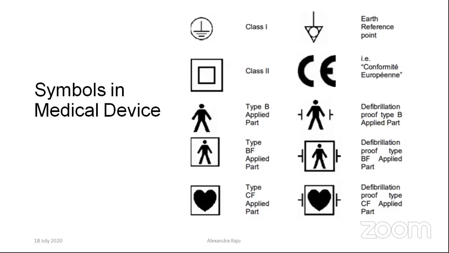So in order to avoid such kind of accidents, accessories with this kind of symbols are used. If it is CF with defibrillation protection, we can use the ECG.